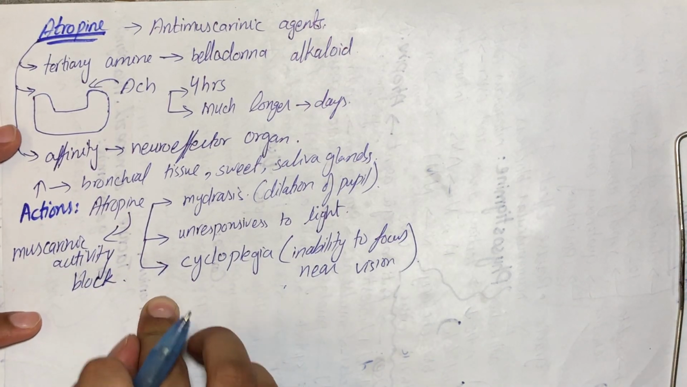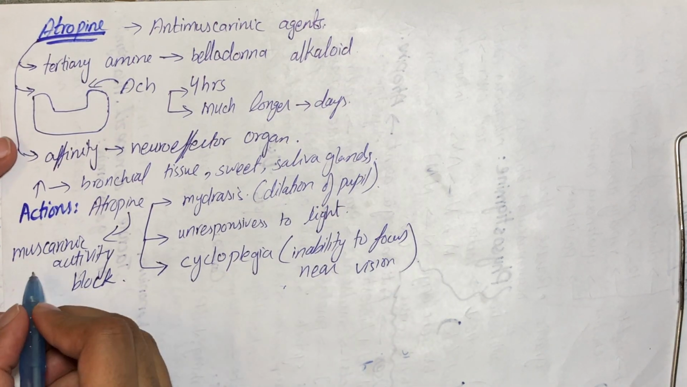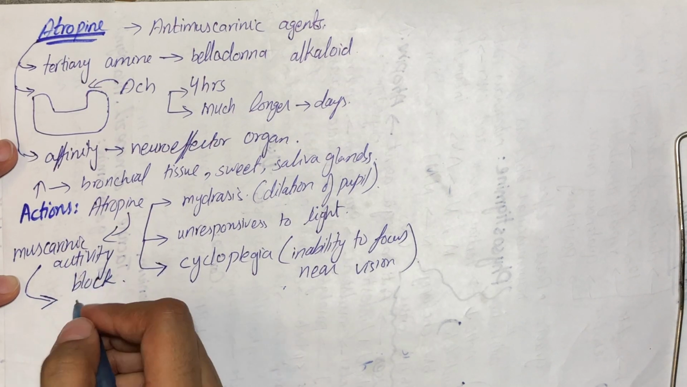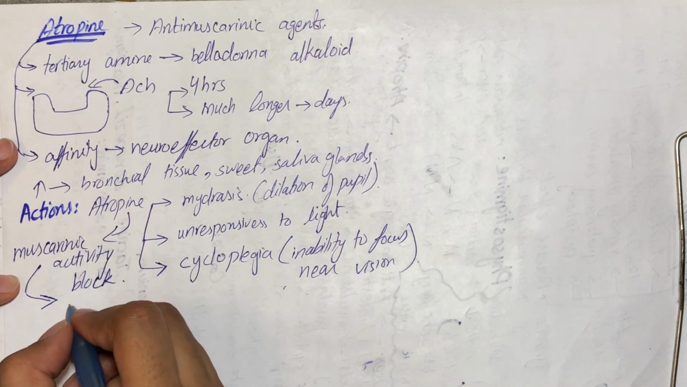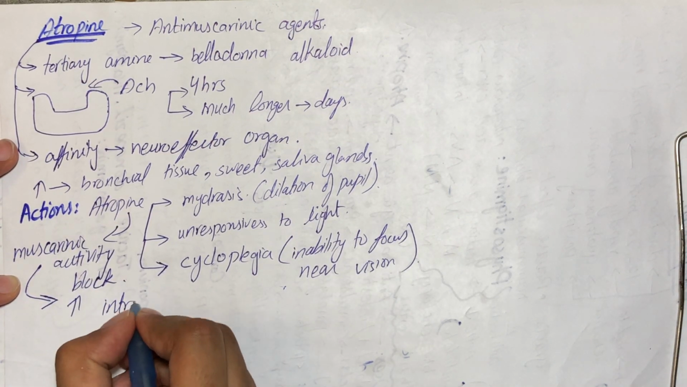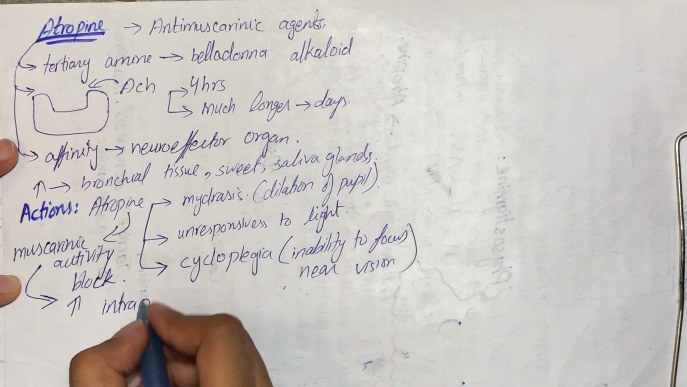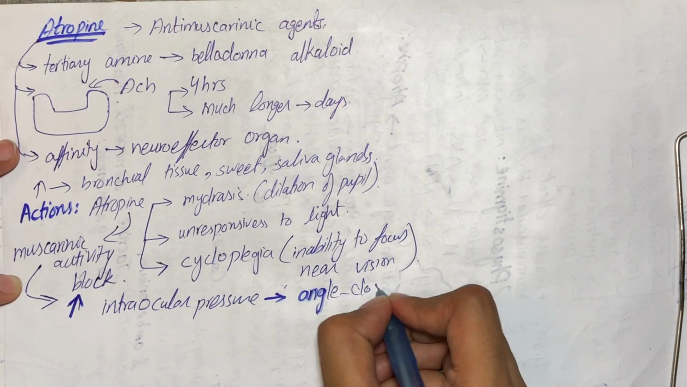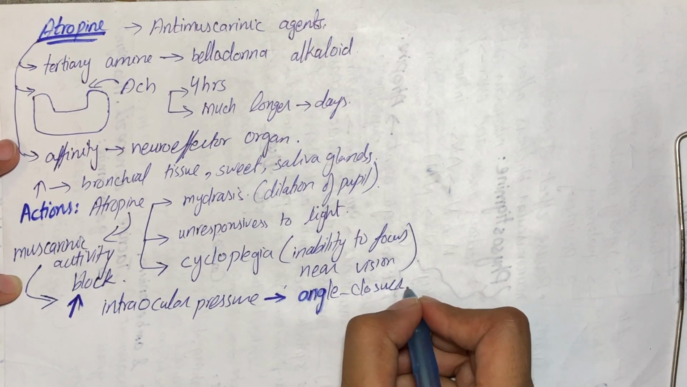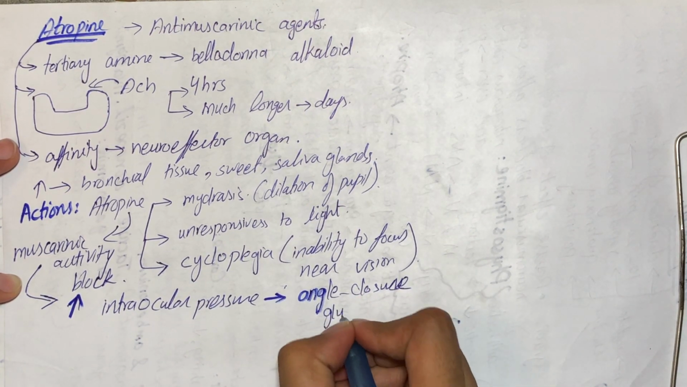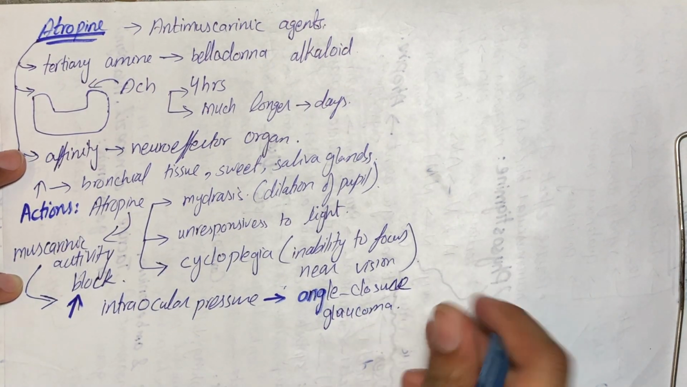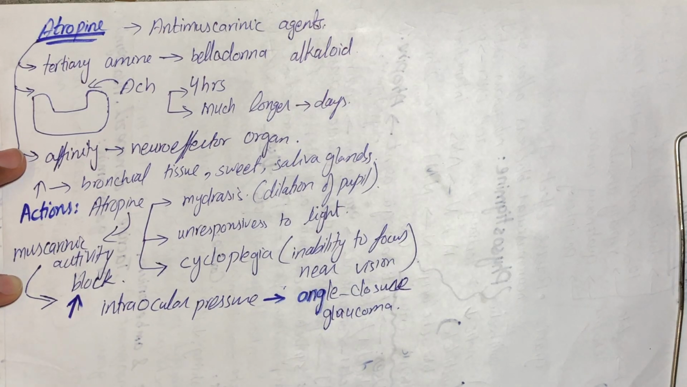In this case, one thing should be remembered: when this muscarinic activity is being blocked, there can be a dangerous increase in intraocular pressure in patients having angle closure glaucoma. So in such patients, atropine should not be recommended.